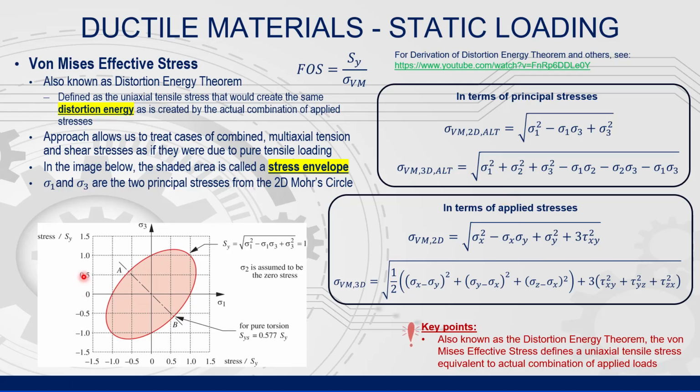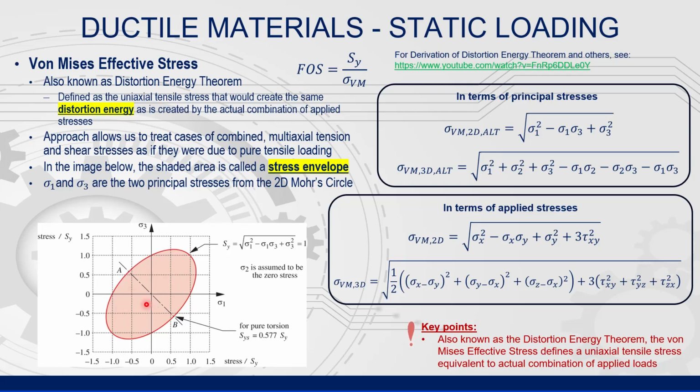In the bottom left, we have an example of a stress envelope diagram. This is the graph of the ratio of principal stresses to yield strength for a given material. The plot here is a 2D representation of a 3D system. That's why it's elliptical.